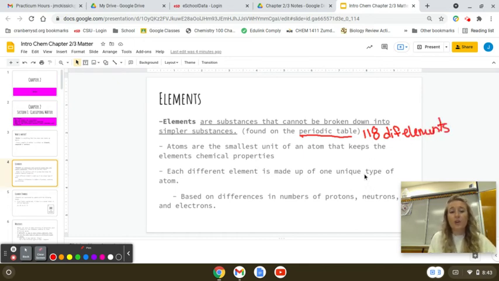These are made up of atoms, and here's a definition. Atoms are the smallest unit of, I guess I should say, an element that keeps the element's chemical properties. I have to fix that. So atoms are the smallest unit of an element that keeps the element's chemical properties.